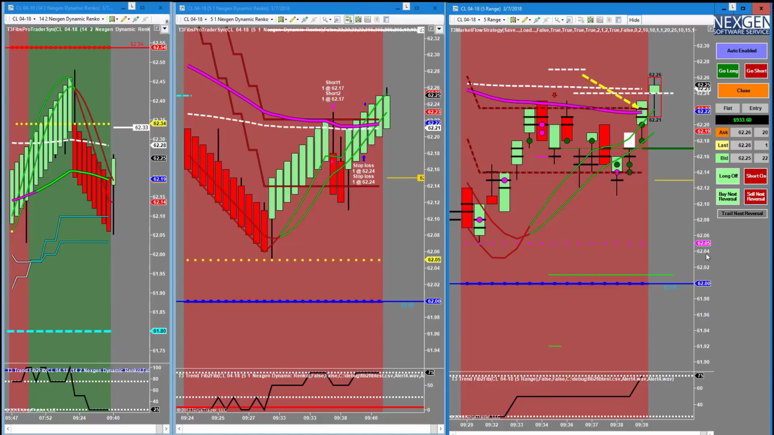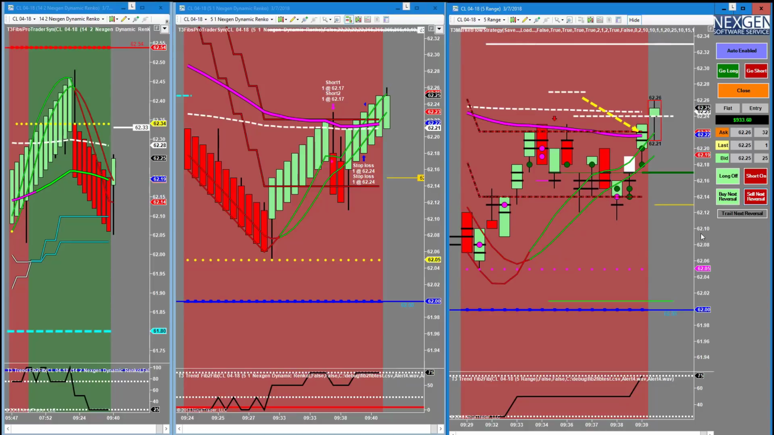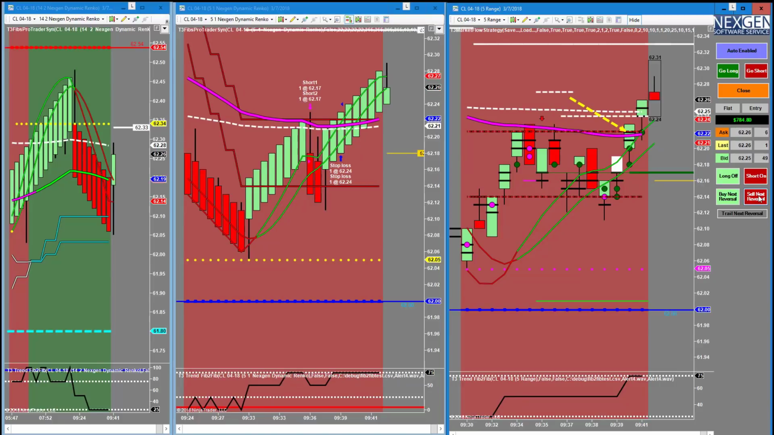So let's just say we're absolutely convinced we're going down. We're getting a deeper pullback on our 5-1 chart right to the 165 EMA. So look, let's do the trade one more time.